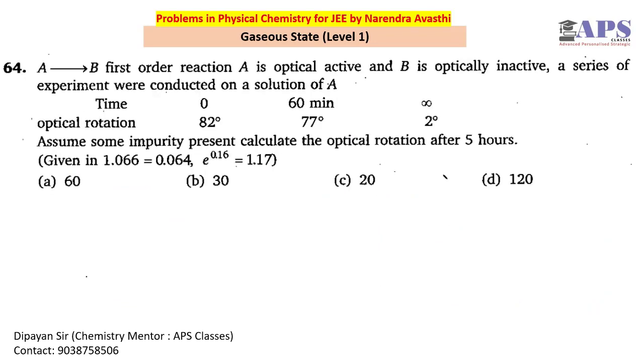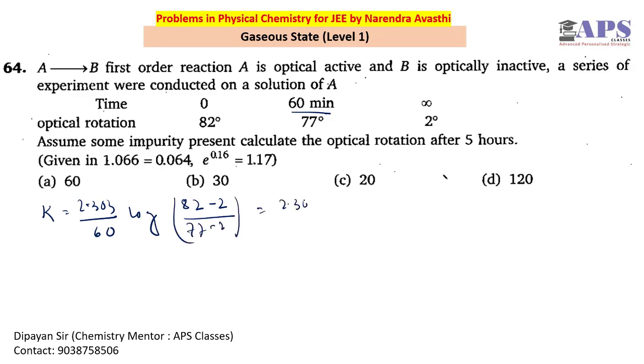Moving forward to question number 64. It is a case of pseudo unimolecular reaction. So K equal to 2.303 divided by 60, that is 60 minutes, this is time, log (82 minus 2), that is theta 0 minus theta infinity, divided by (77 minus 2), theta t minus theta infinity. So 2.303 by 60 log 80 by 75.